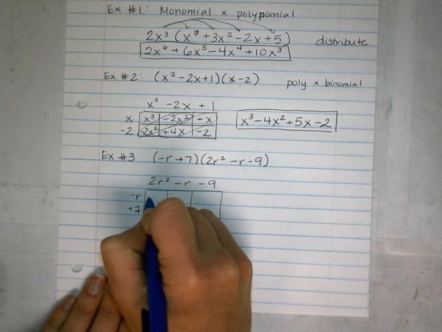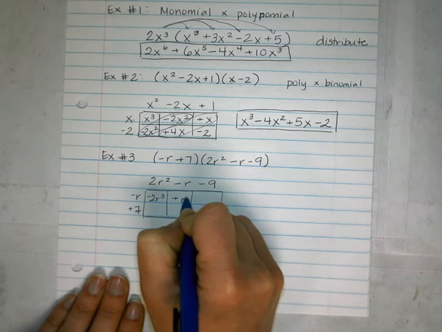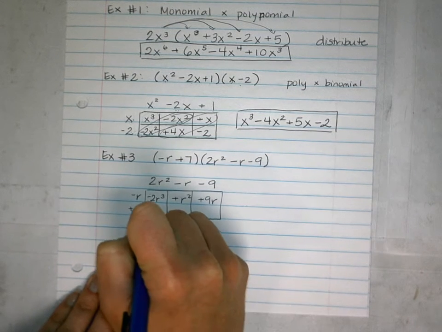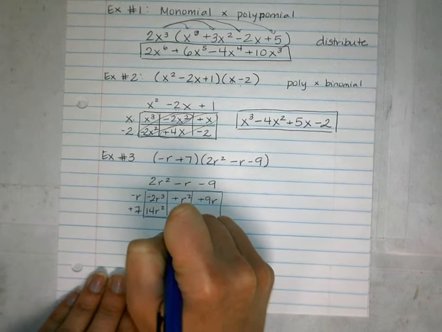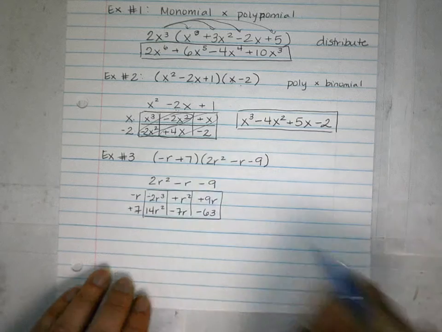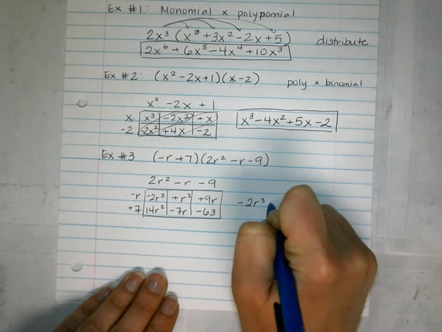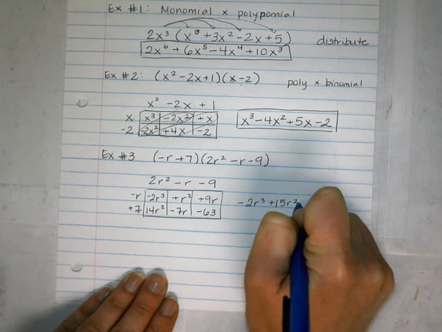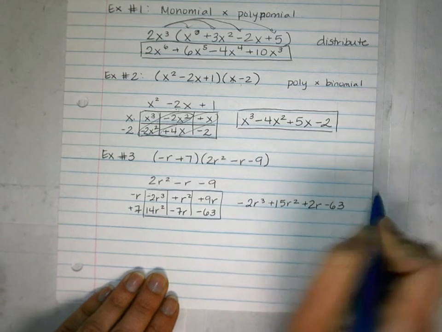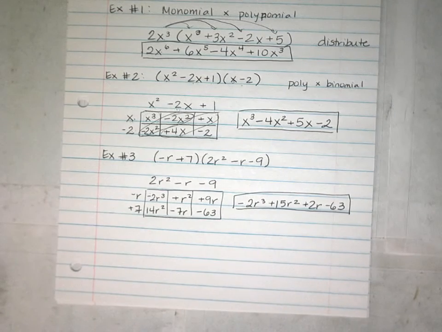Here we go. Check your answers. This should be a negative 2r cubed plus r squared plus 9r. This would be 14r squared minus 7r minus 63. So your final answer, check your answer, negative 2r cubed plus 15r squared plus 2r minus 63. How did you do? Fantastic.